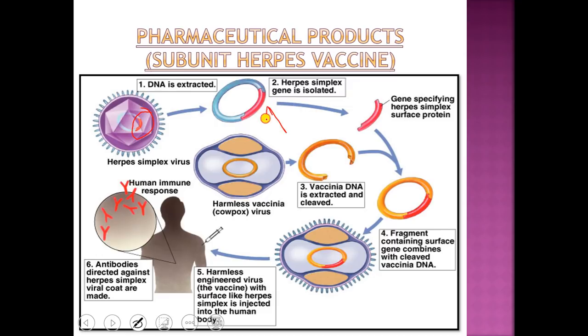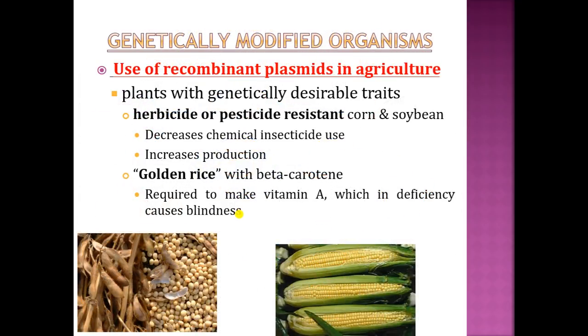We isolate that particular gene, we introduce that gene into a harmless virus, and that will be inserted into the human being as a vaccine. So our body will produce immunity only against the viral protein that is responsible for the disease, and the person will not be harmed because of this harmless vaccinia virus. So it is one of the safer ways to produce a vaccine.